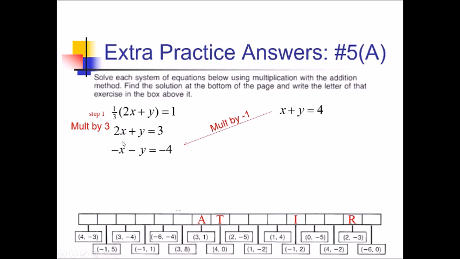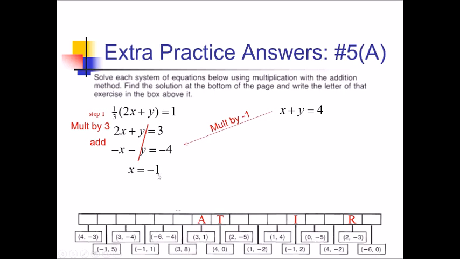And then if I add these two equations together, my y's are canceling. 2x plus negative x is just x, so that's kind of nice. And 3 plus -4 is -1. So without doing any other work, after adding those, we actually immediately end up with x equals -1. Not bad for a day's work.